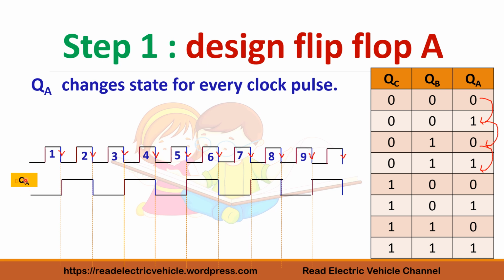So this is the output of the A flip-flop. You see here at the falling edge, it is changing from 0 to 1. Again in the negative edge, it should change its state. So 0, 1, 0, 1, 0, 1. So the same table will be appearing here.